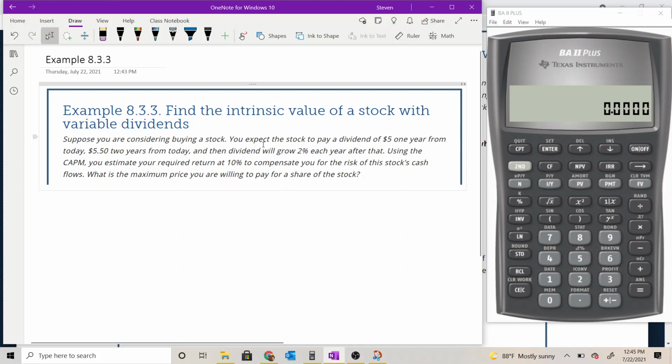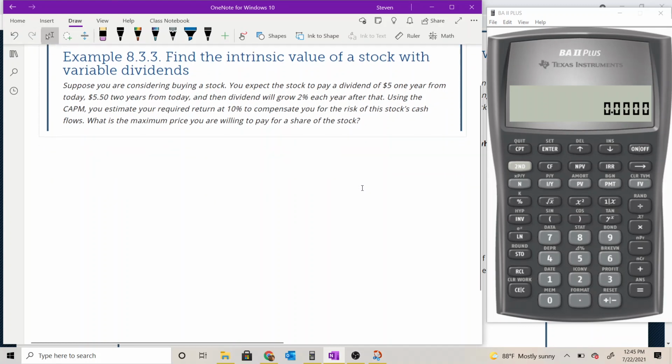The setup for this one says, suppose you're considering buying a stock. You expect the stock to pay a dividend of $5 1 year from today, $5.50 2 years from today, and then the dividend will grow 2% each year after that. Using the CAPM, or capital asset pricing model, you estimate your required return at 10% to compensate you for the risk of this stock's cash flows. What is the maximum price you are willing to pay for a share of this stock?